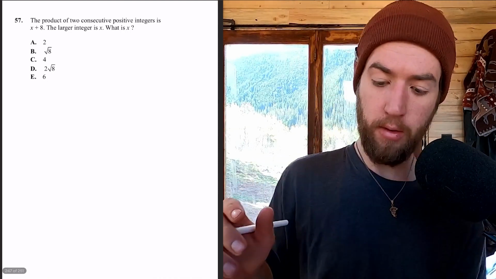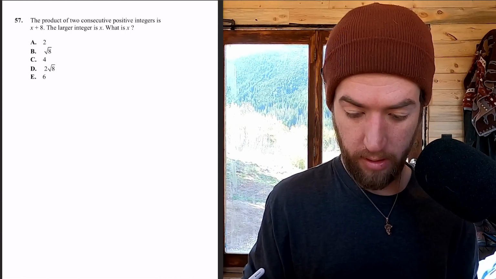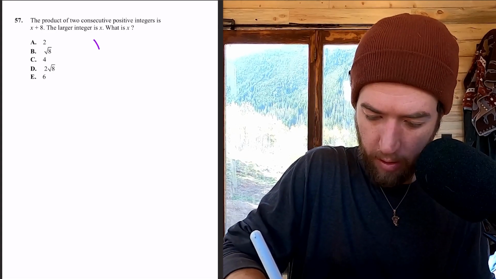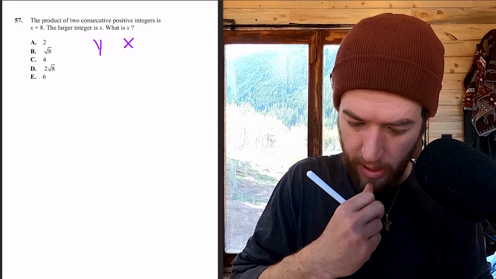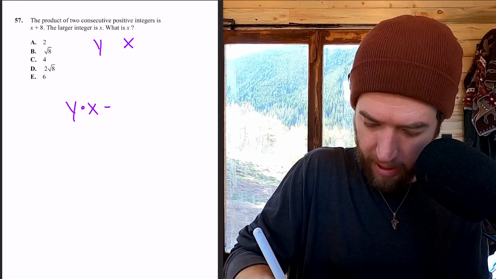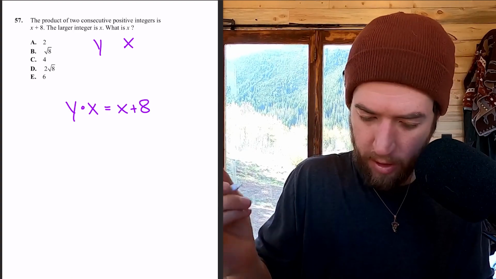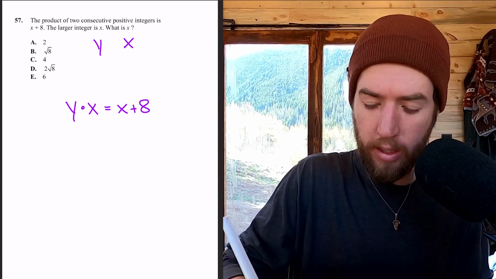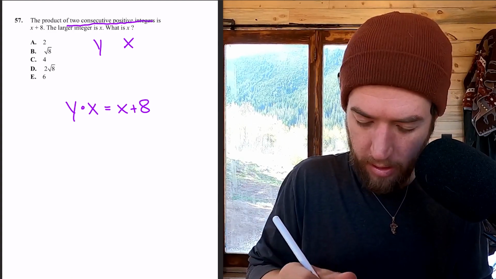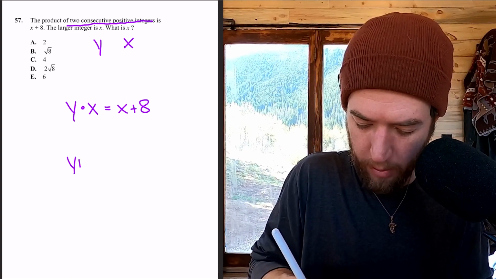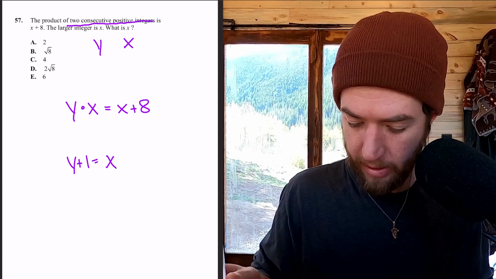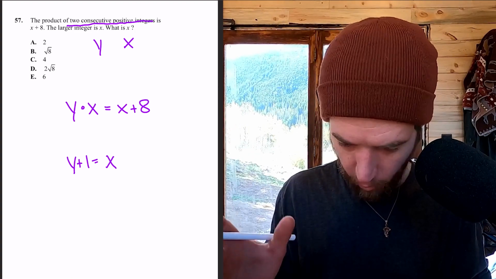The product of two consecutive positive integers, right? The product, okay, so we have y and x. So the product of these two, y times x, is x plus 8. And they're just straight up telling us that x is the larger one. So that means, and they're two consecutive positive integers, y plus 1 equals x. You add 1 to y, you're going to get your bigger one, x. So, okay. What is x?